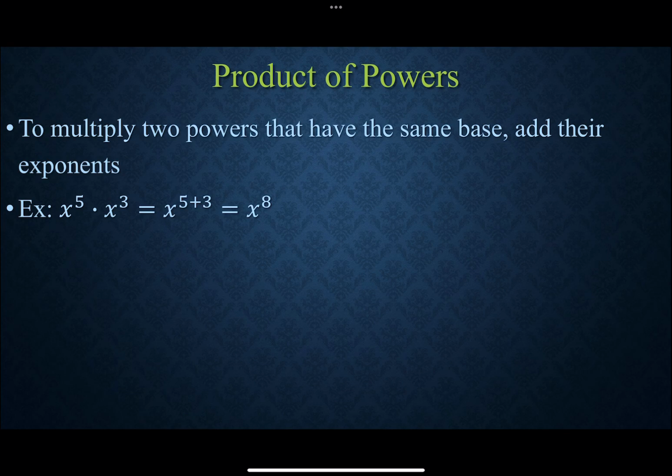So first up is your product of powers. This is where you're multiplying a common base together. The exponents we'll add together. So like x to the fifth times x cubed, 5 plus 3 is 8, hence x to the eighth.